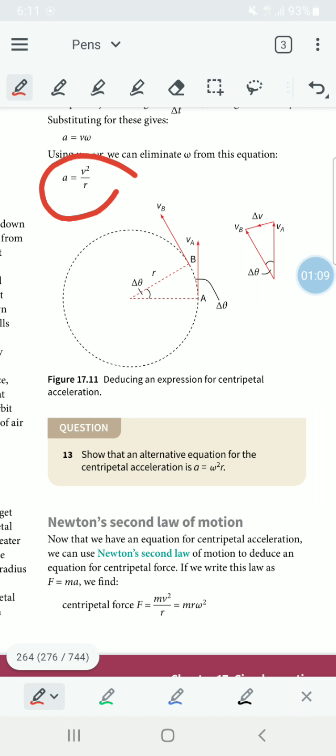Then in the second equation we can take a equals omega squared r. So instead of a we put omega squared r, then we get F equals m omega squared r. So these two equations, that is F equals mv squared upon r, and F equals m omega squared r, those two equations you must remember.